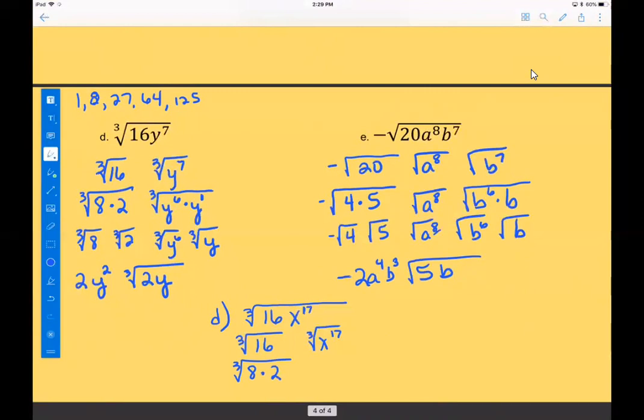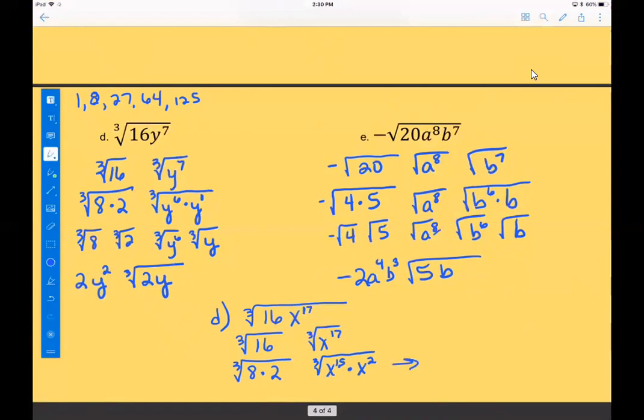Now here, when we divide 3 into 17, it doesn't go evenly. So what is the closest multiple of 3 to 17 without going over 17? Well, that's going to be the number 15. So we're going to split this into x^15 times x to what? What does this exponent have to be to give us 17? Well, that means this one will be a 2, because we need these exponents to add back to what we started with.